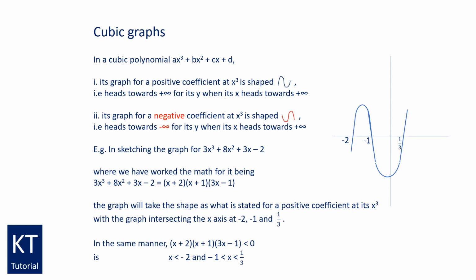In the same manner, if we were to convert this cubic polynomial to being an inequality that is less than 0, we could easily decipher from the graph that these are when x is less than minus 2 and when x is in between minus 1 and a third.